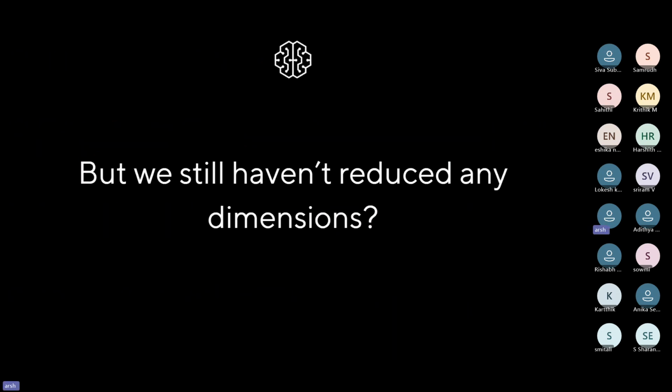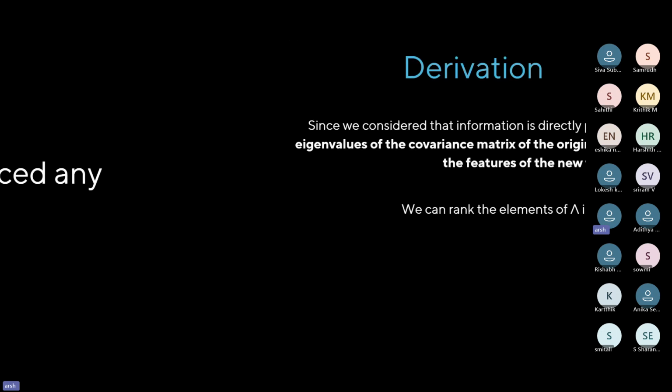But we still have not reduced any dimensions. We have done a linear transformation. We have found independent components and features, but it is still an M cross N matrix. So how do we reduce dimensions?